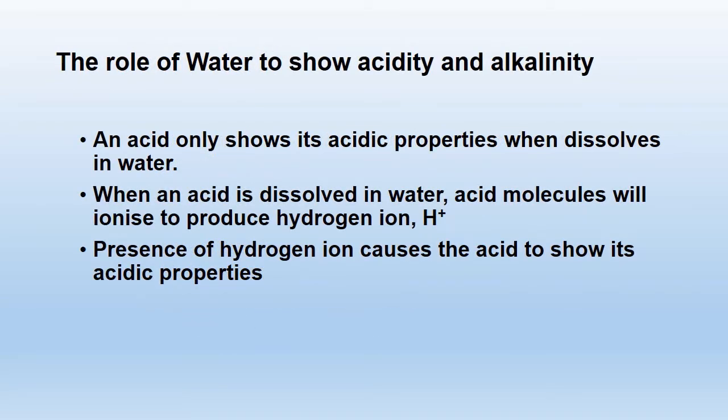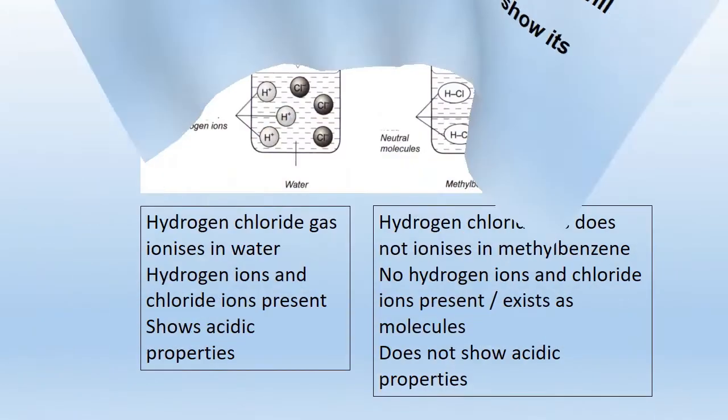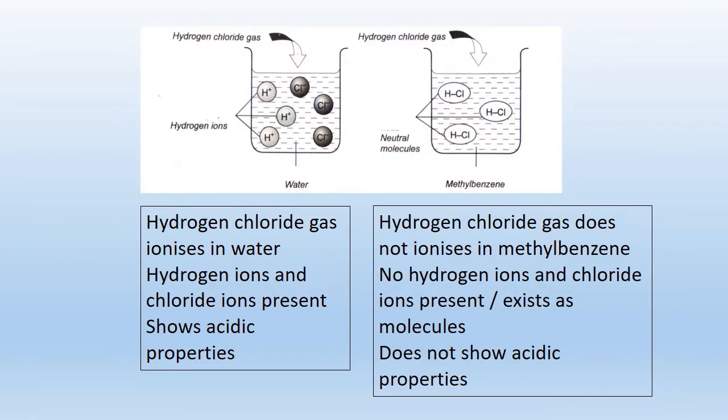Next, we go to the role of water to show acidity and alkalinity. An acid only shows its acidic properties when dissolved in water. When an acid is dissolved in water, acid molecules will ionize to produce hydrogen ions. The presence of hydrogen ions causes the acid to show its acidic properties. The diagram shows hydrogen chloride dissolved in two different solvents, water and methylbenzene.